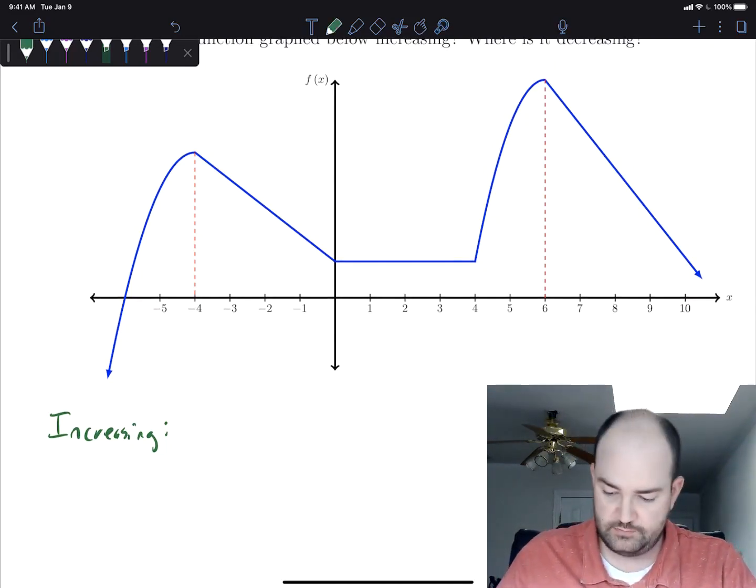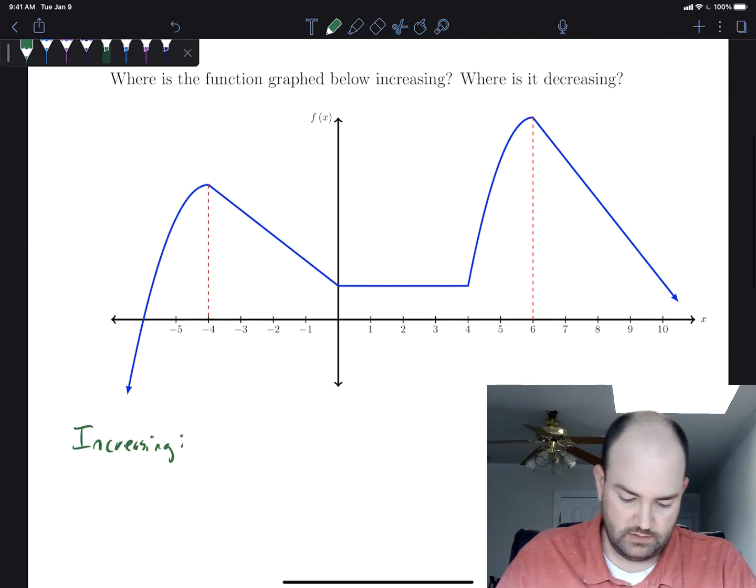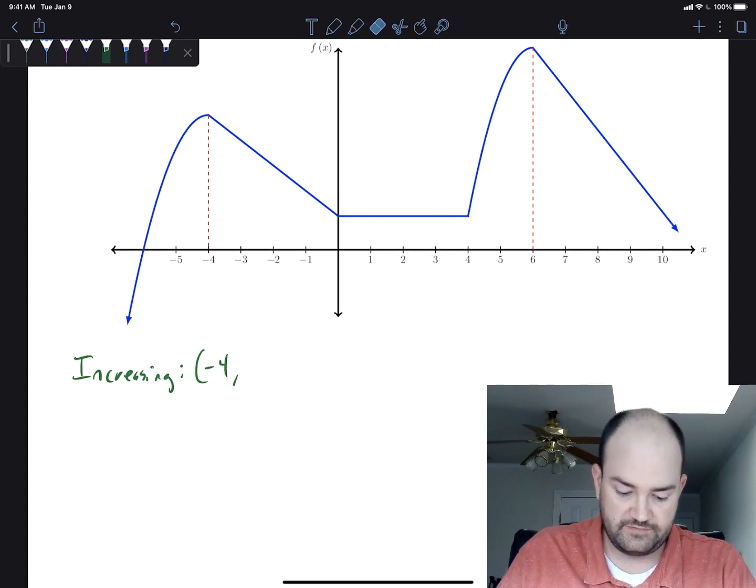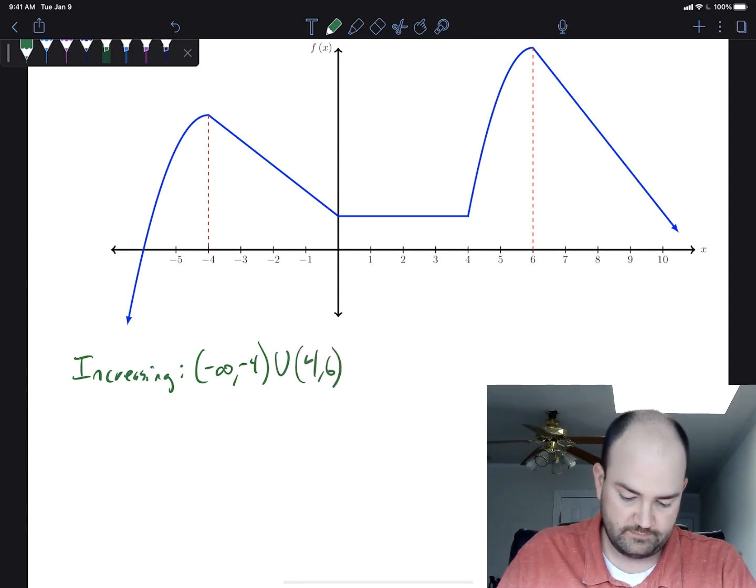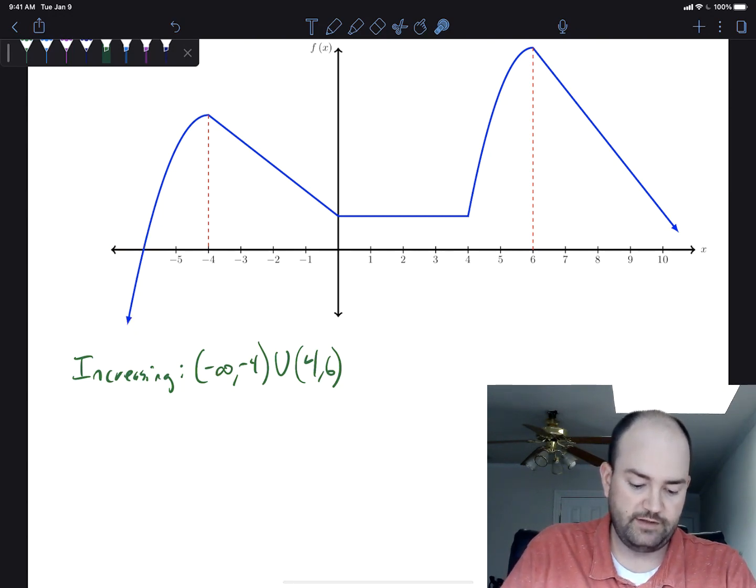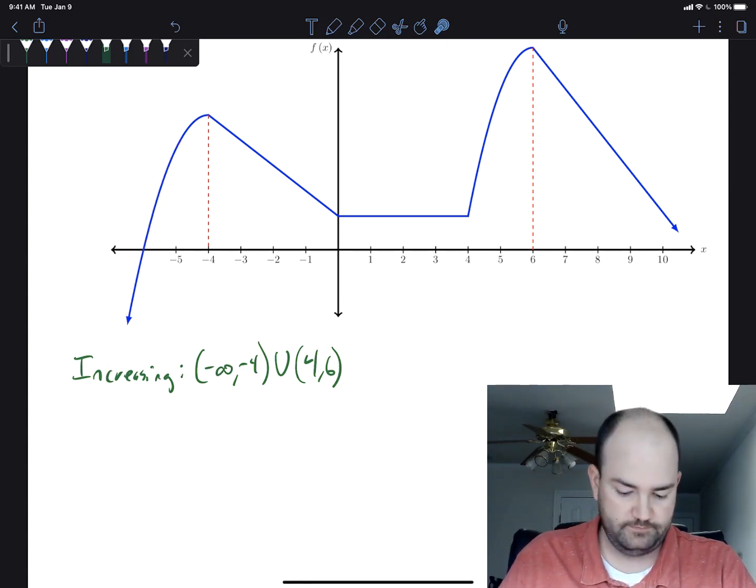So we would write this as negative infinity, comma, -4, parentheses, union, and then 4 to 6. Good deal. Now notice that I excluded all endpoints because at that point it's neither increasing nor decreasing. Now, I started at negative infinity because this keeps going to the left forever and ever, and it keeps going down that way, so when you're going to the right, it's actually going up. Awesome. That is for increasing.